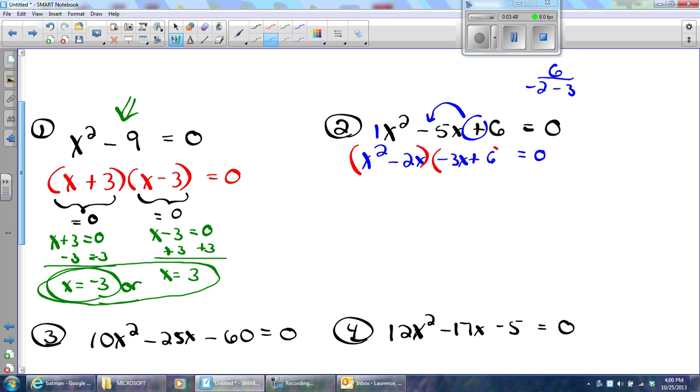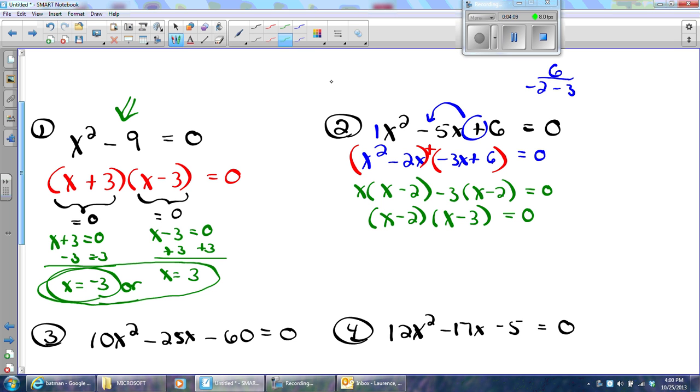Grab that sign, put a plus in between, and I will factor out my common factors. I'll have x times quantity x minus 2, and I'll have a negative 3 times quantity x minus 2. That will equal 0. I'll get the quantity x minus 2 times the quantity x minus 3. Now, what do I do here? This is where I set them equal to 0. I go x minus 2 equals 0, and I solve for x.